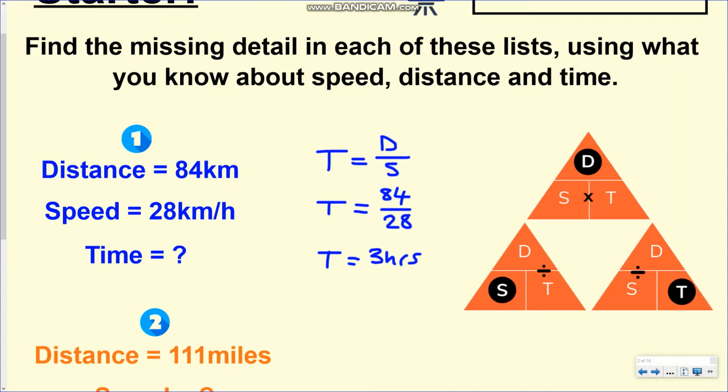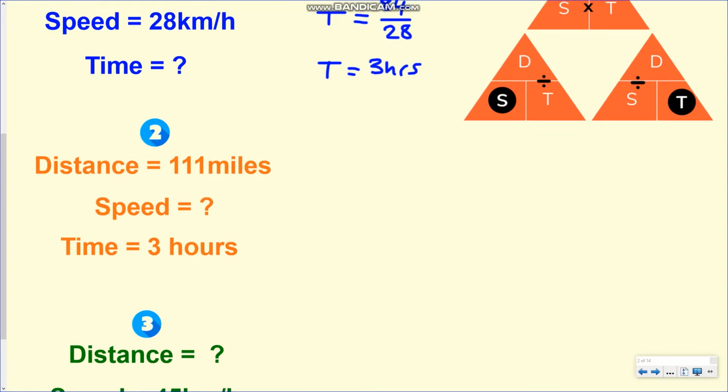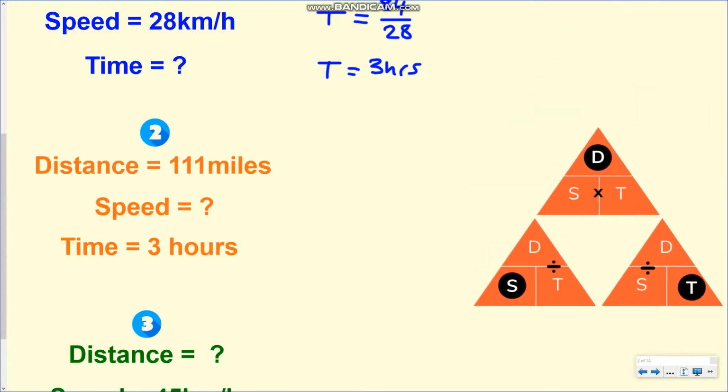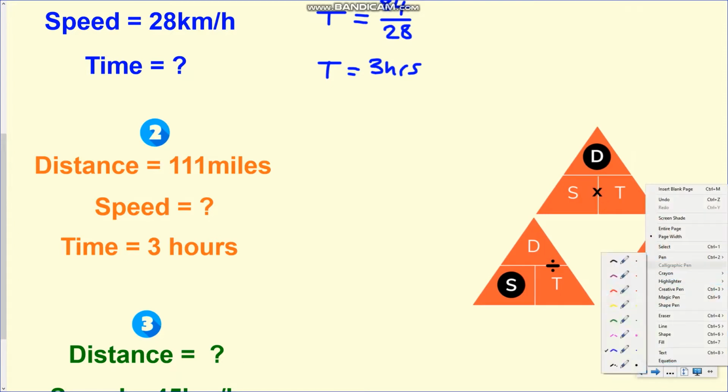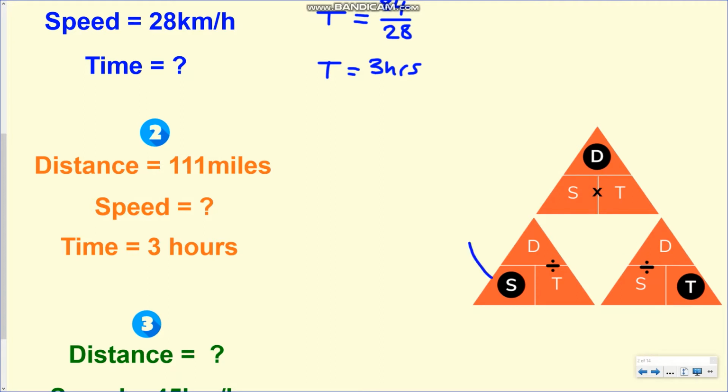Okay, if you need to copy that down, pause the video, but I'm going to move on to question number 2. For question number 2, I have a speed missing this time. So I know that speed, looking here in my speed, distance, time triangle, is equal to distance divided by time. So again, I'll write that down. Speed equals d over t, distance divided by time.